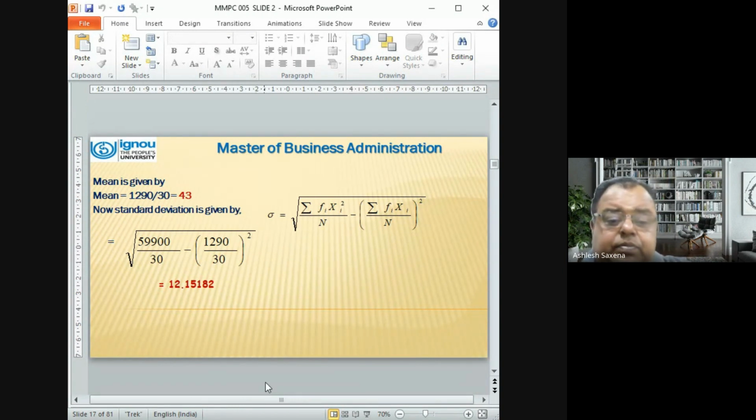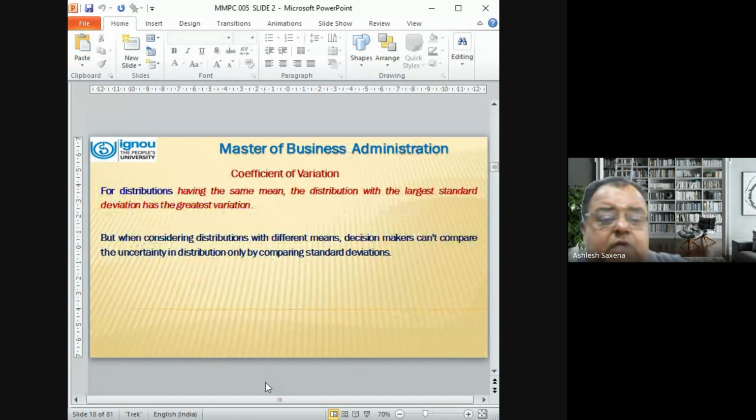Now we move to coefficient of variation. For distributions having the same mean, the distribution with the largest standard deviation has the greatest variation. Now, why I'm telling you? This is basically when you are comparing data, and in the problem it is asked which one has the greatest variation. You have to remember this. For distributions having the same mean, the distribution with the largest standard deviation will have the greatest variation.